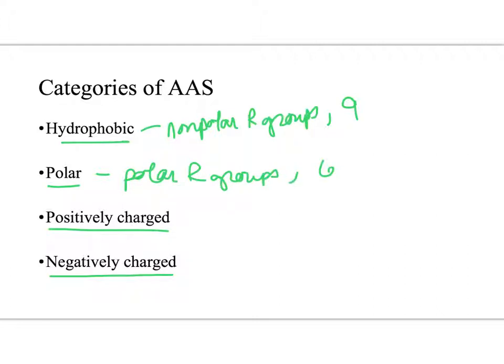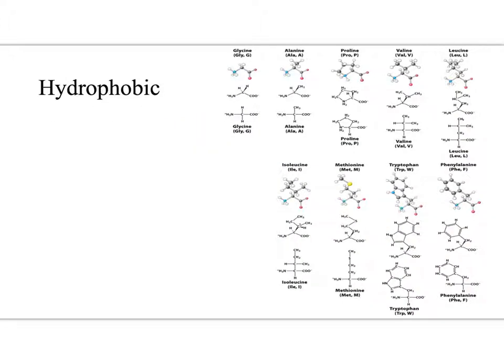And then the positively charged have a positive charge at physiological pH. Okay. And there are 3 of these. And then our negatively charged would have a negative charge at physiological pH. And there are 2 of these. And so we're going to look at the overall structures of these substances, starting here with our hydrophobic.